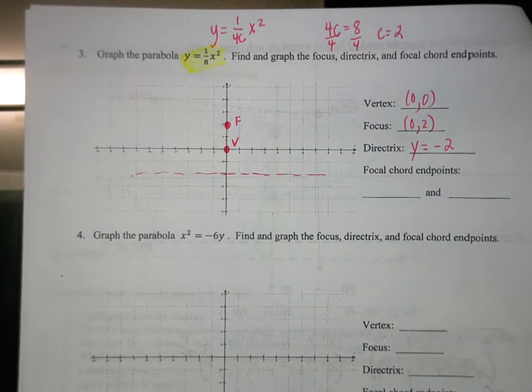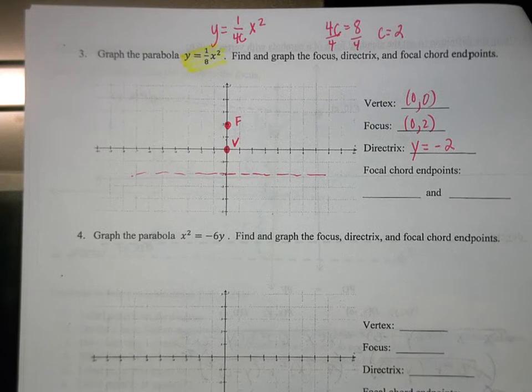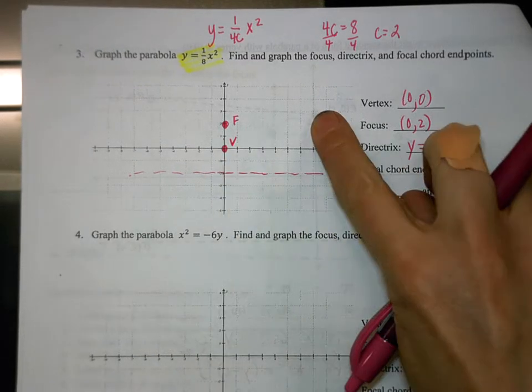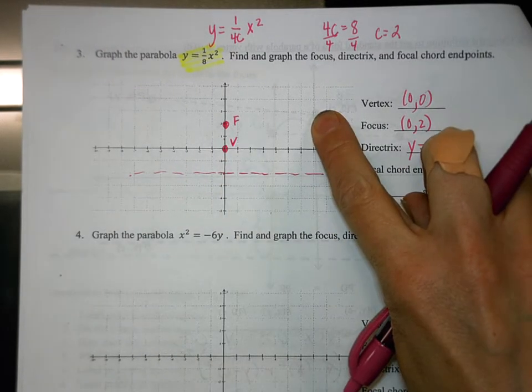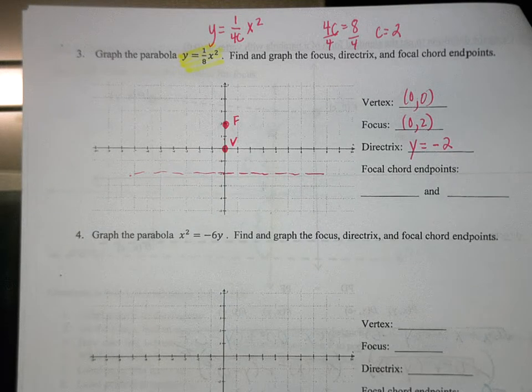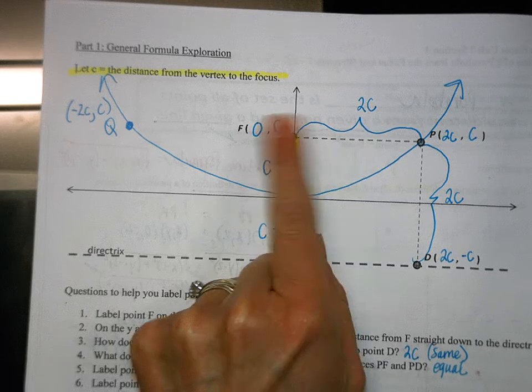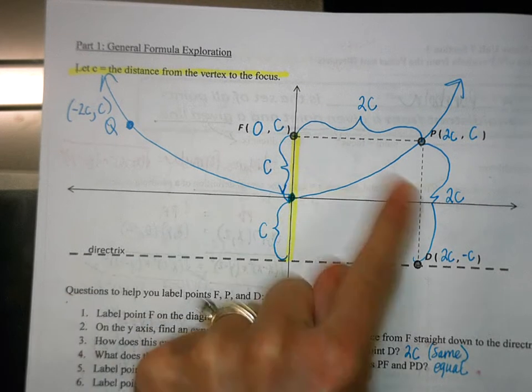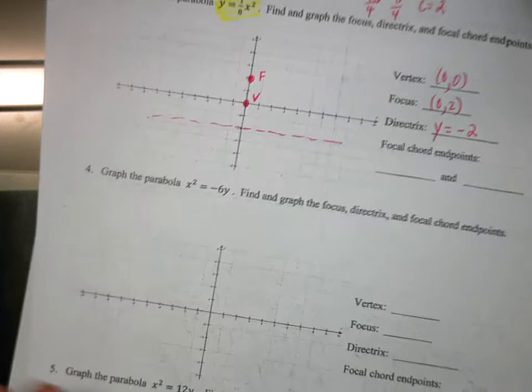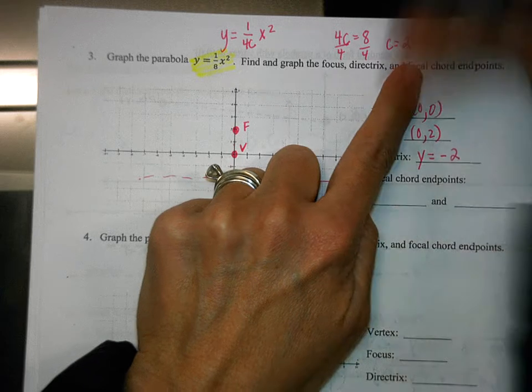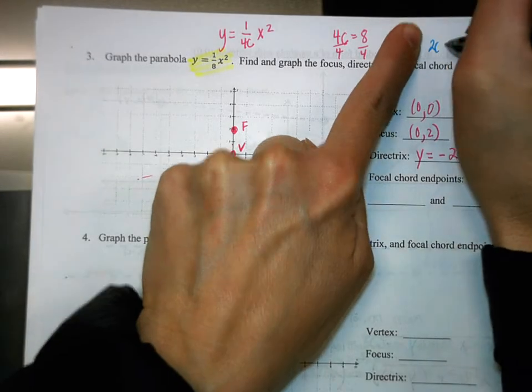Your focal chord endpoints, the total distance is 4c, correct? Okay? So that means if you're going halfway, like to this side, would be how much? Based on everything that we did. It's 2c in each direction. Do we agree? Yeah. And so what I would do is I'm just going to go 2c equals 2 times c is 2.